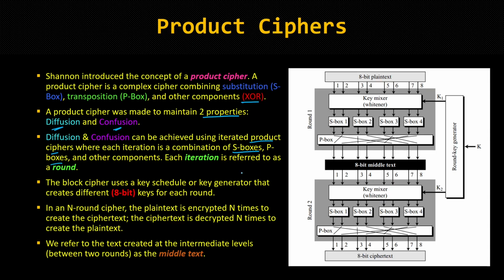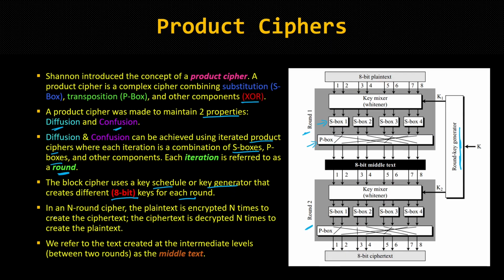So each iteration is referred to as a round. So as you can see in this diagram, each of the iterations is used as a round. And in each of these rounds, we have a combination of our key mixture, which is our whitener, a group of S boxes, and a straight P box. So the block cipher uses a key schedule or key generator that creates different 8-bit keys for each round. So this key generator, as you are seeing, is creating 8-bit keys for each round.